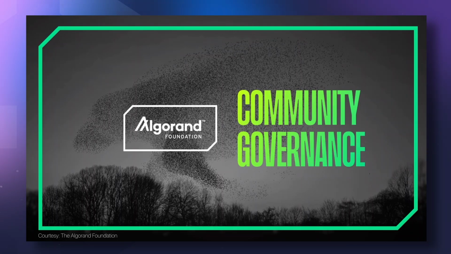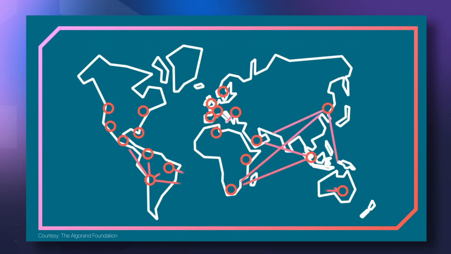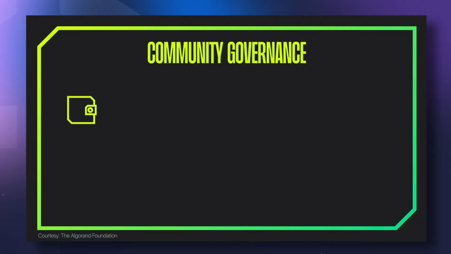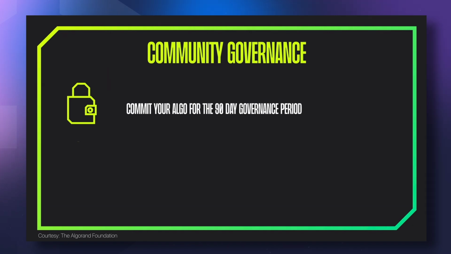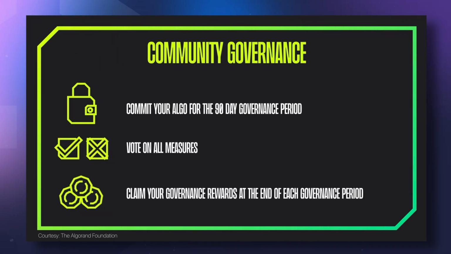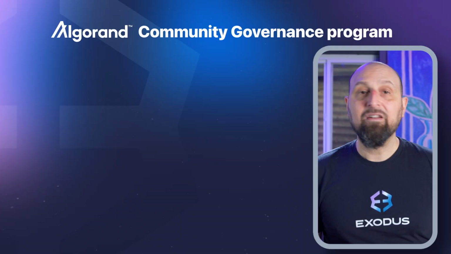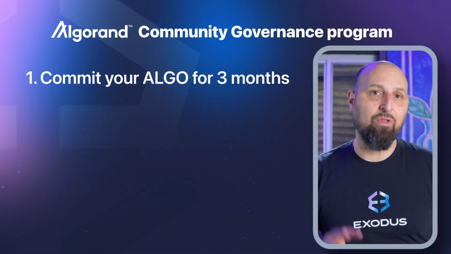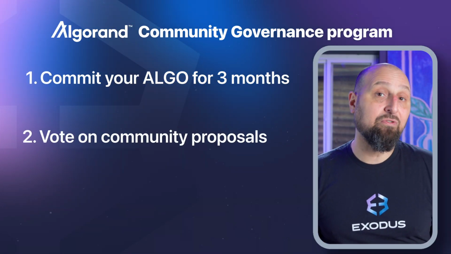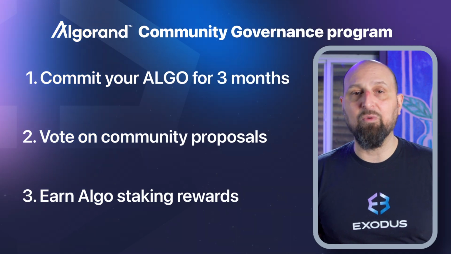The Algorand ecosystem has moved to a decentralized governance model. This allows the Algo token holders to participate in the ecosystem's decision-making process as well as earn governance rewards. Algorand's passive staking was phased out in early 2022 and replaced by the community governance program. Now you can commit your algo for 3 months, vote on community proposals, and earn Algorand staking rewards.